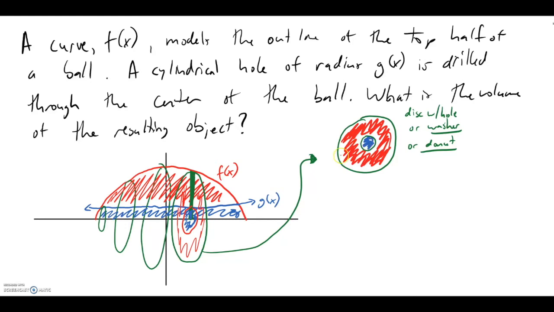But the one thing we have to be aware of is, just like with the disk, it's not just a flat circle with a hole in the middle. This has some height to it. And we're going to go with the same process we went with for the disk method. If we can describe the volume of this washer, finding the volume of the entire resulting shape, the ball with the hole drilled through it, would be adding up many, many smaller volumes.